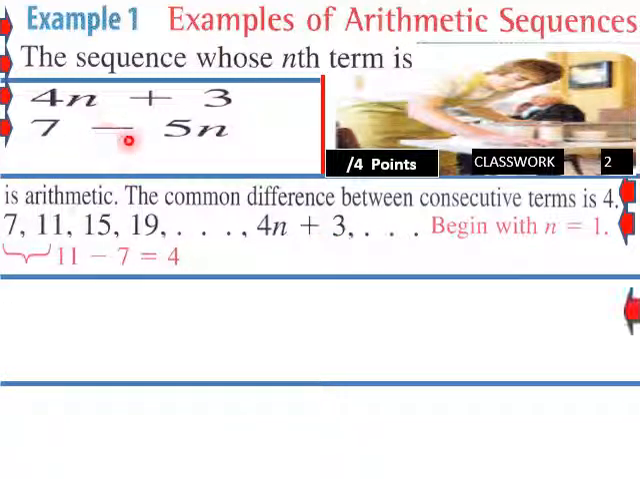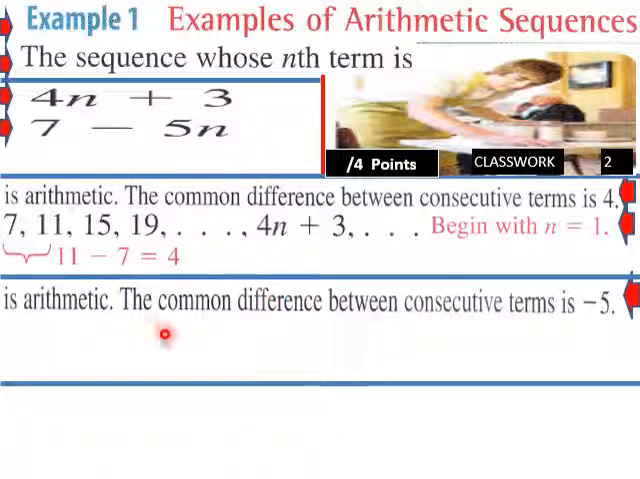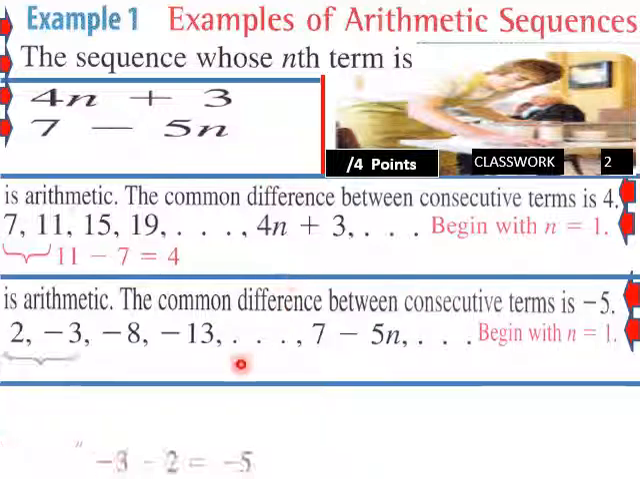And then 7 minus 5n is arithmetic also. The common difference between consecutive terms would be -5. So here's your difference between your terms. And you have 2, -3, -8, -13, for 7 minus 5n beginning with n equals 1. And then here's an example where -3 minus 2 would equal -5. So there is your difference right there.